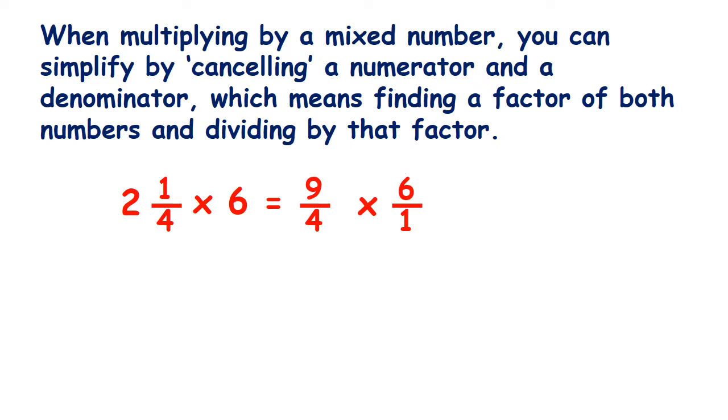Instead of starting by multiplying now 9 times 6 and 4 times 1, I can simplify first. Both the 6 and the 4 have a common factor, which is 2. Both are divisible by 2. So divide the 4 and the 6 by 2. You will find that 6 becomes a 3, the 4 becomes 2.